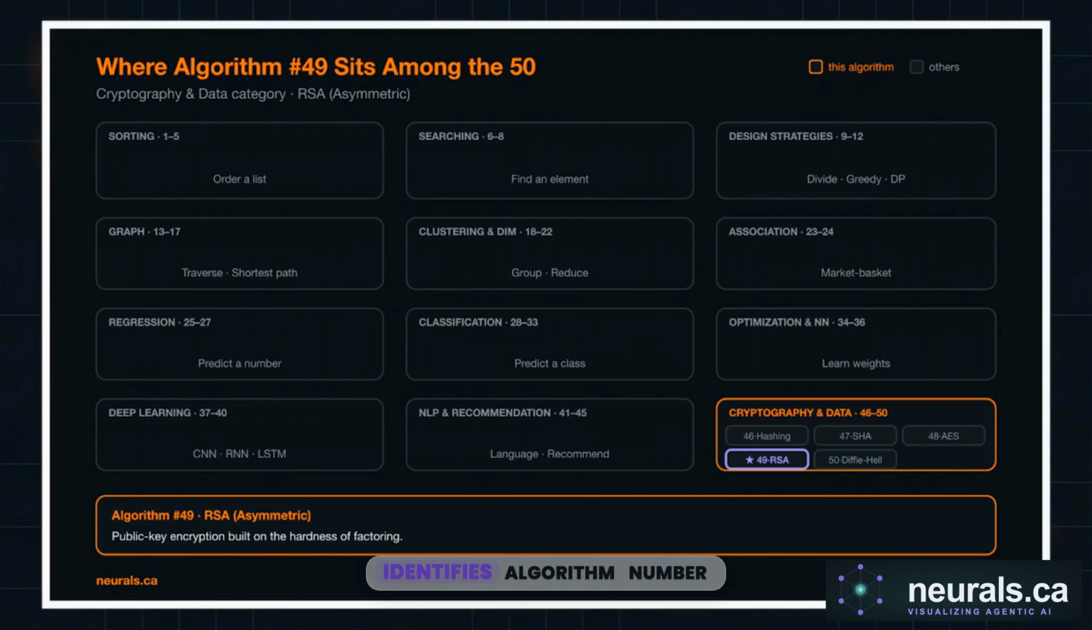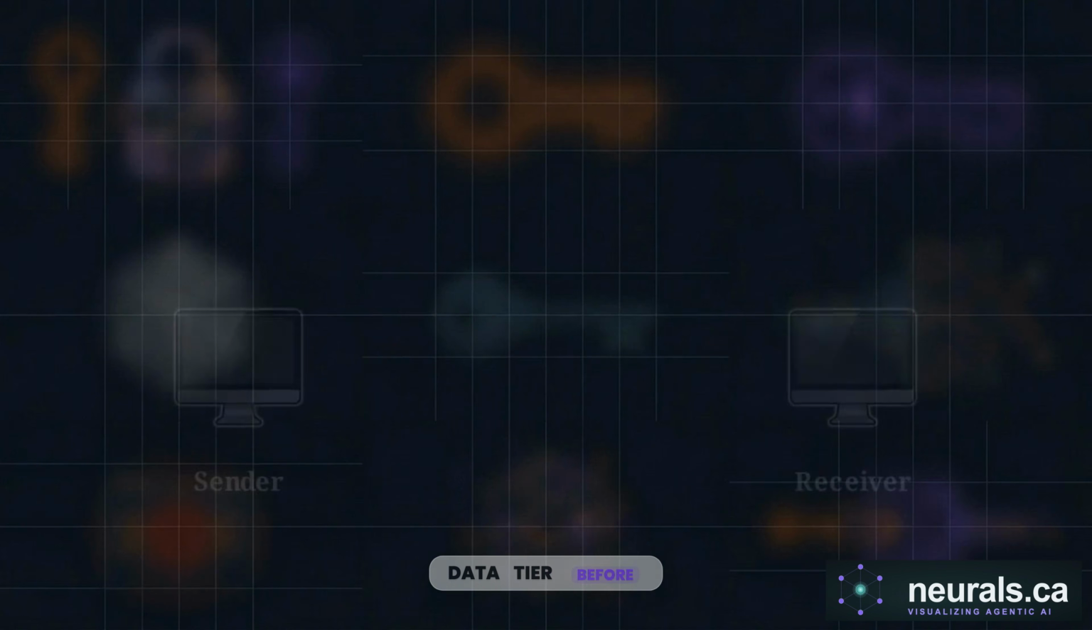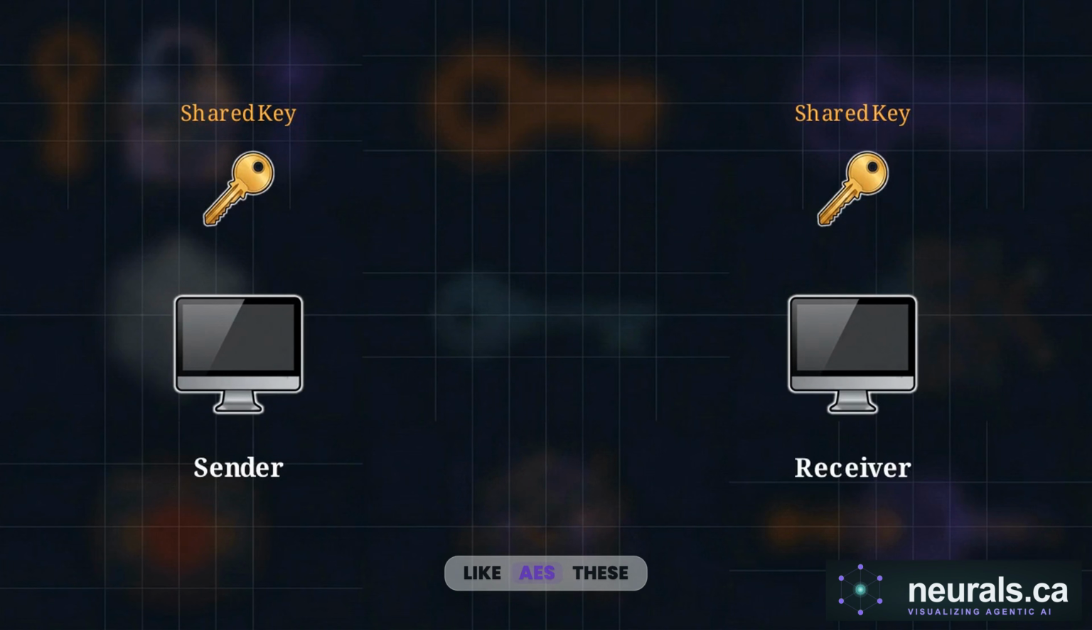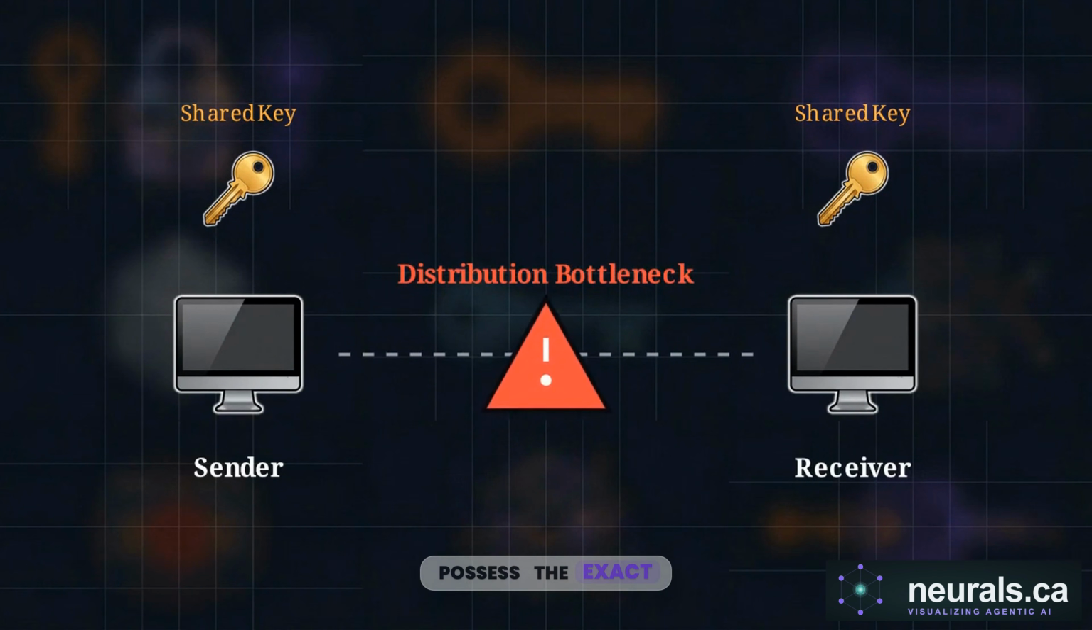The structural map identifies algorithm number 49, RSA, as a cornerstone of the cryptography and data tier. Before RSA, encryption relied on symmetric algorithms like AES. These are efficient, but they present a distribution bottleneck. The sender and the receiver must both possess the exact same secret key before any data is transmitted.